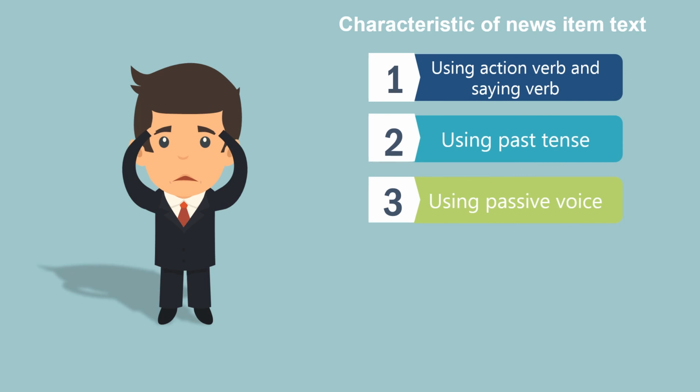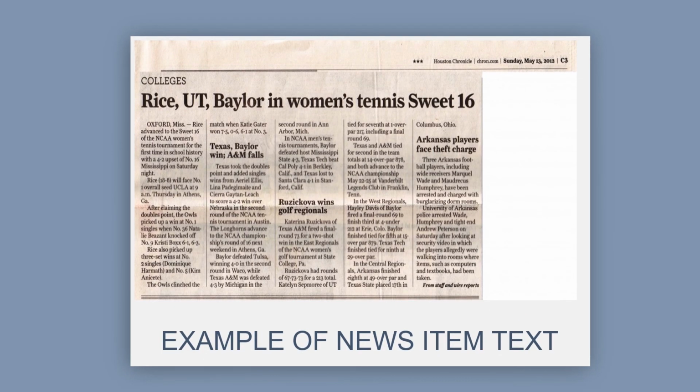For example, a mountainous valley of Inner Mongolia was shaken by a strong earthquake measuring 6.4 on the Richter scale last Friday. And the last characteristic of news item text is the use of adverbs to explain time, place, and manner. The example of adverbs of time, place, and manner is like what is stated in the picture.